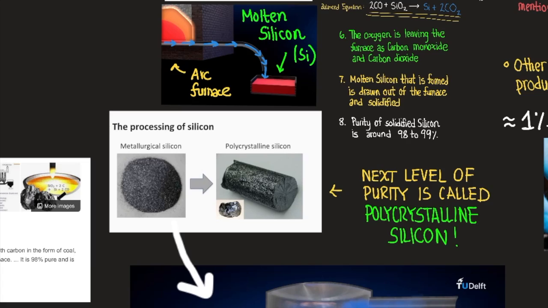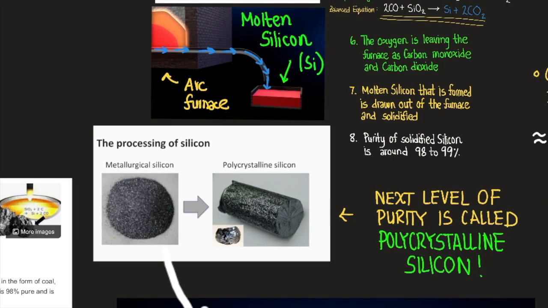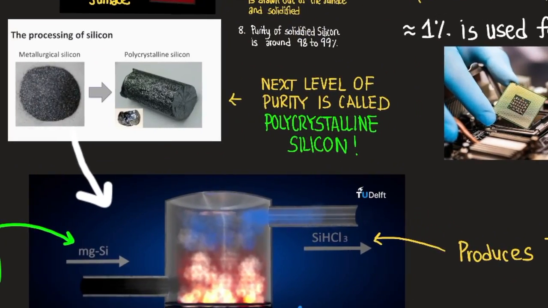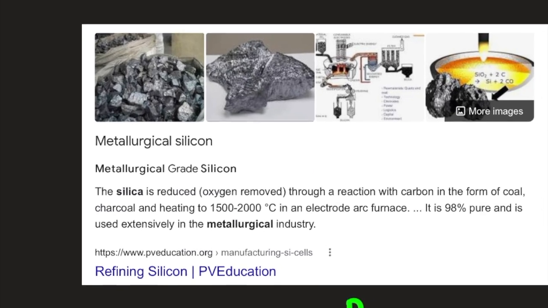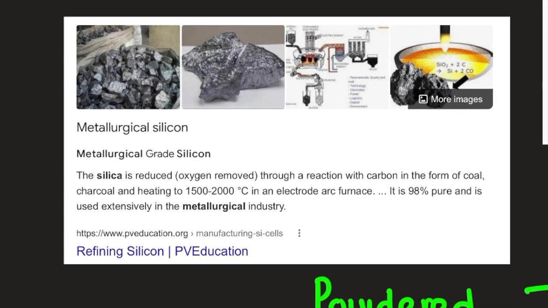So the next level of purity is called polycrystalline silicon. Now that we have metallurgical silicon, we need to make polycrystalline silicon. And how do we do that? Let's continue with the process. So metallurgical silicon, talked about that. Metallurgical grade silicon: the silica is reduced, which means that the oxygen is removed, as previously discussed, through a reaction with carbon in the form of coal, charcoal, and heating to 1500 to 2000 degrees Celsius in an electrode arc furnace. It is 98% pure and is used extensively in the metallurgical industry, according to pveducation.org, refining silicon.